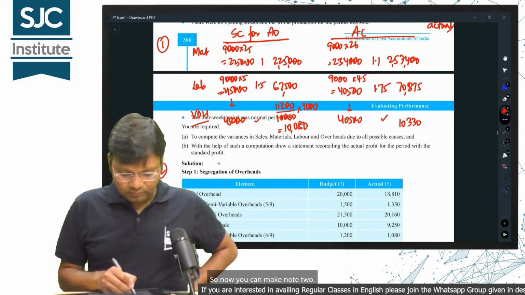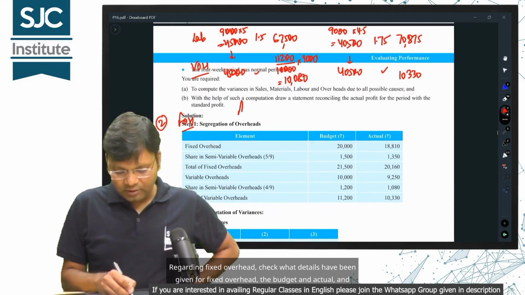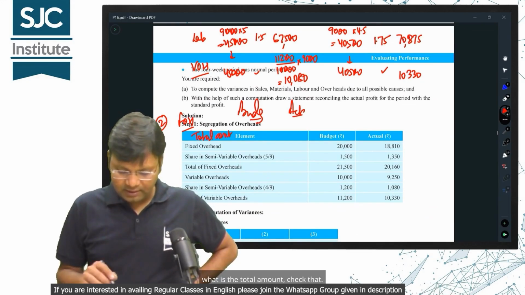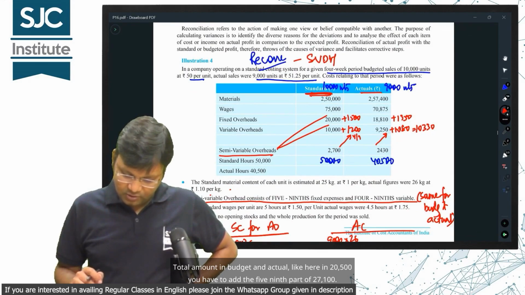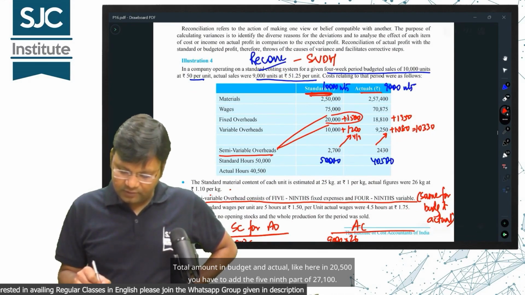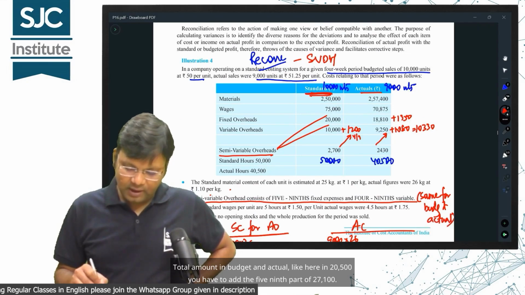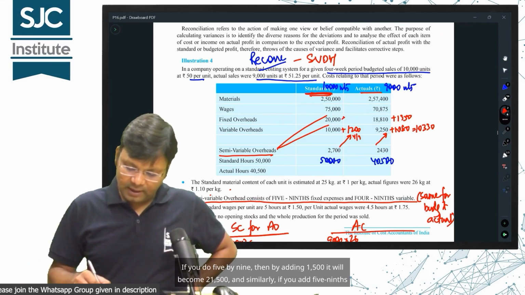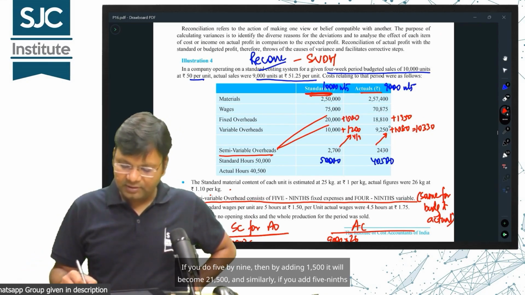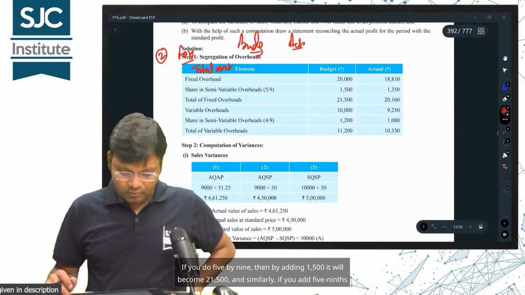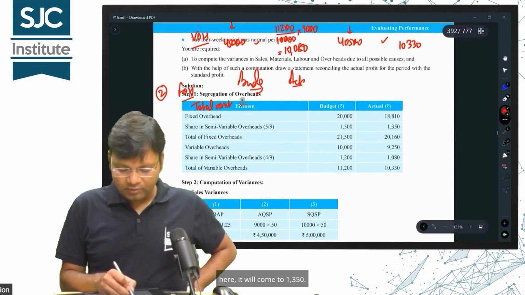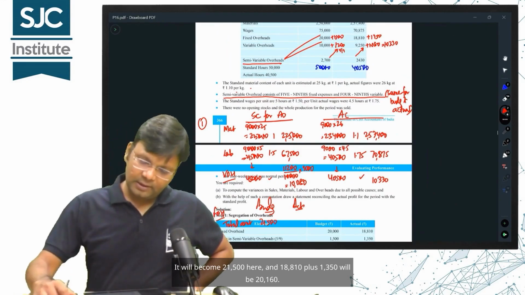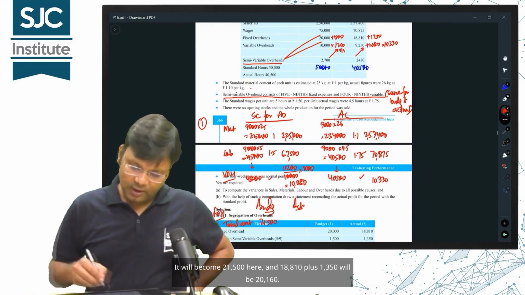So now you can make note 2. Regarding fixed overhead, check what details have been given for fixed overhead, the budget and actual, and what is the total amount. Like here in 20,500 you have to add the 5/9 part of 27,100. What will be the 5/9 part of 27,100? If you do 5 by 9, then by adding 1,500 it will become 21,500, and similarly, if you add 5/9 here, it will come to 1,350. So 20,500 plus 1,000 will become 21,500 here, and 18,810 plus 1,350 will be 20,160.